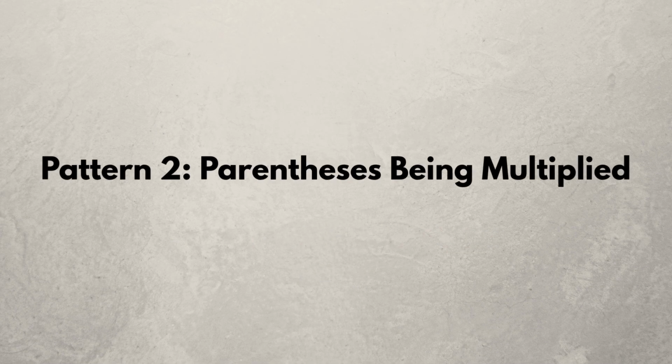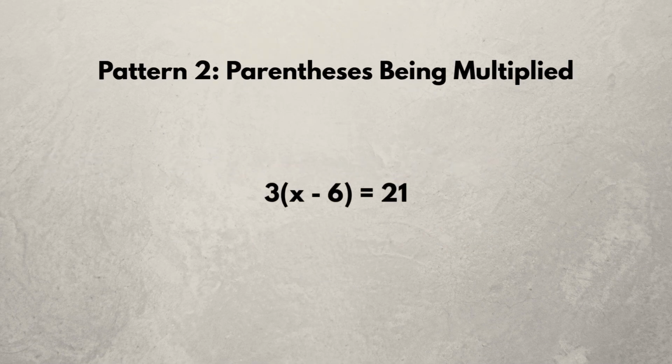Pattern 2, parentheses being multiplied. Take 3 times (x minus 6) equals 21. Here, the entire expression inside the parentheses is being multiplied by a number on the outside. What this means, those parentheses are trapping your variable. You have two ways to break it out.